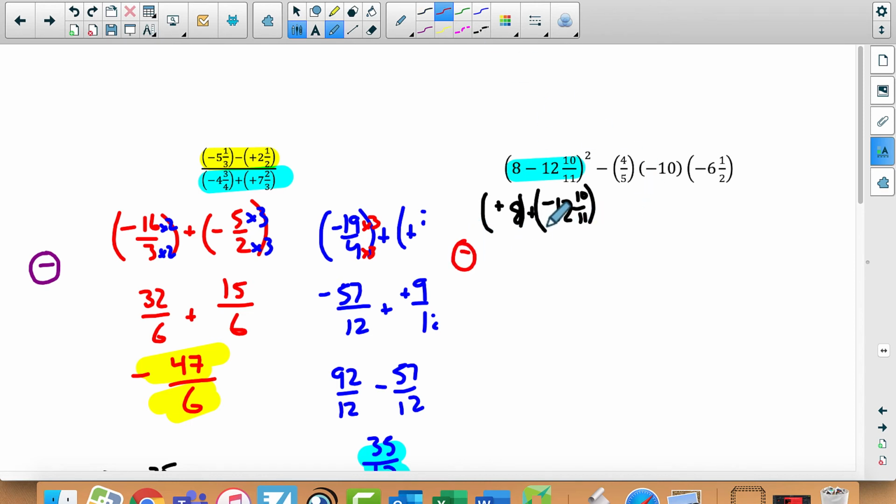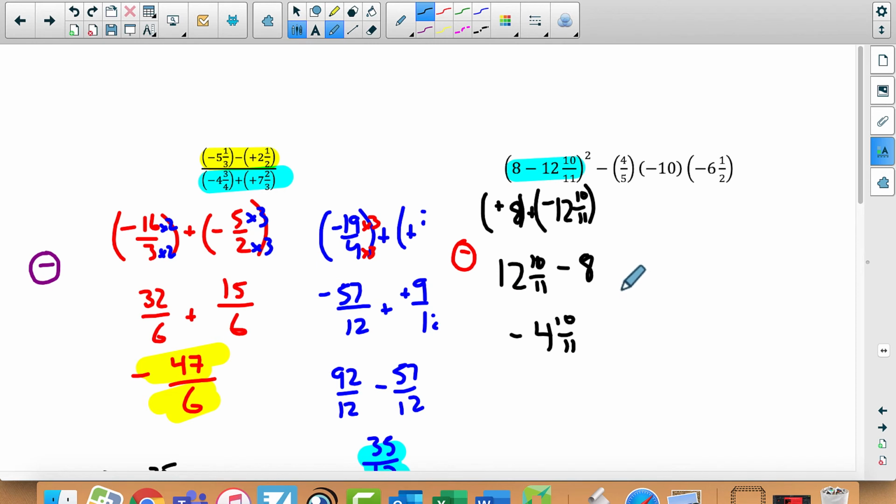I'll put it over here. Should we add or subtract? We should subtract because they have different signs. So remember, you're going to take the big one, which is 12 and 10 11ths, and you're going to subtract the small one, which is just 8. Oh gosh, please do not switch this into improper. Look at how easy this is. Just subtract the big numbers, and you get 4, and you still have 10 11ths here. And you make it negative.